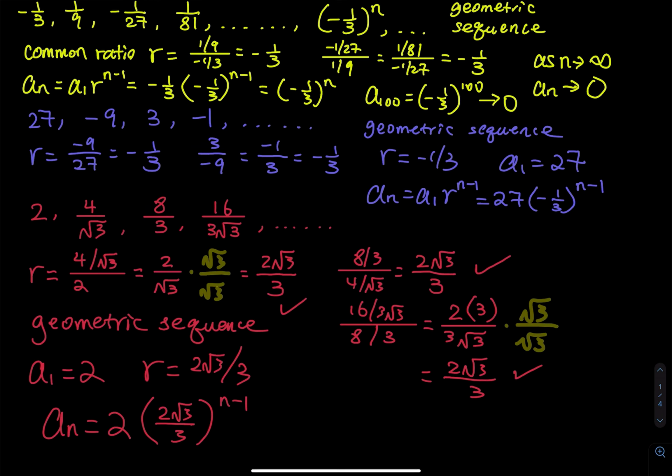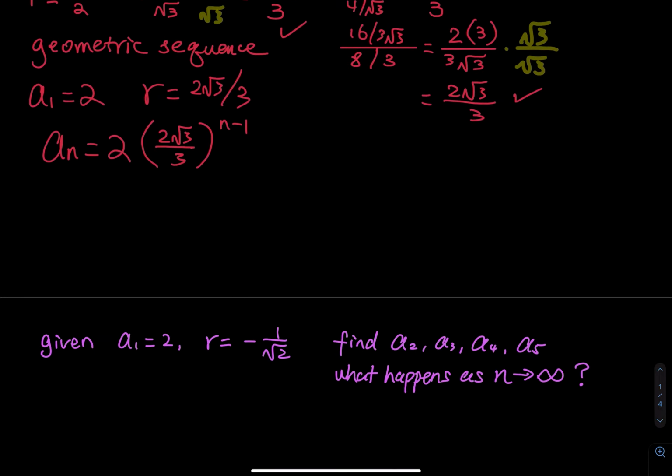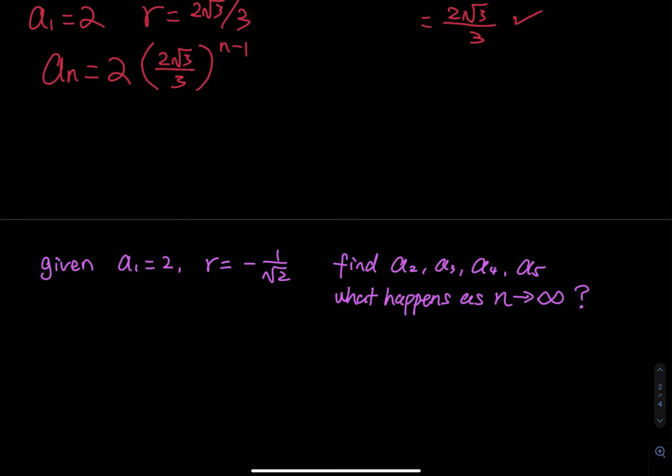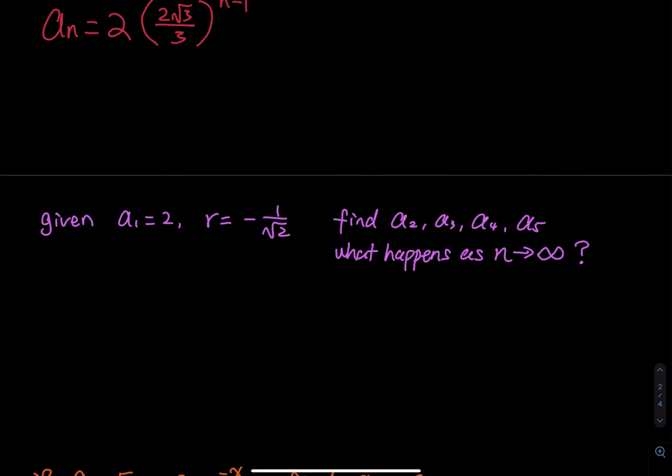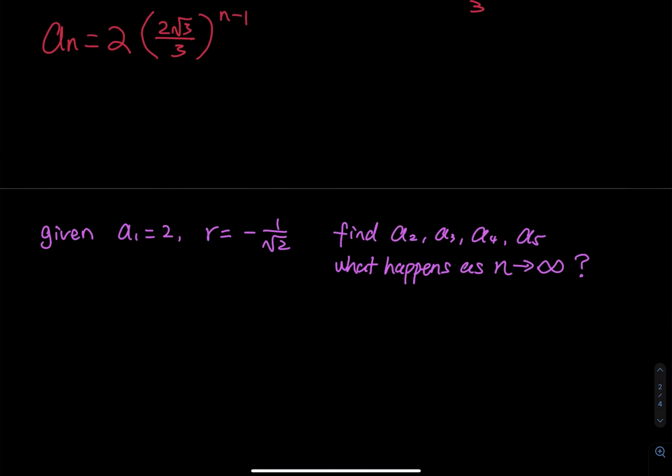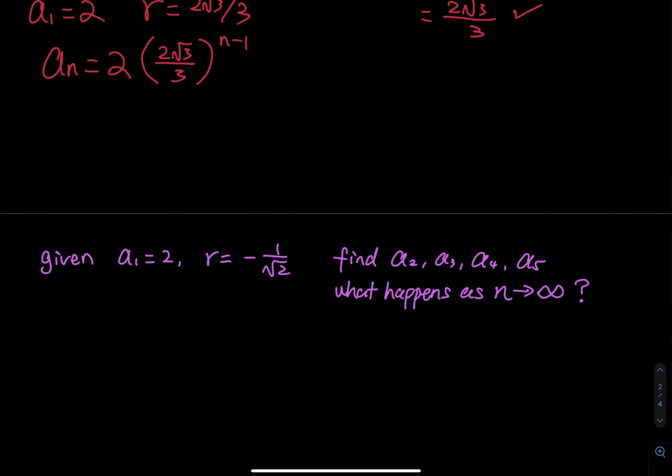Okay, we have two problems left, and then I will move on to another video to use more examples to show you geometric sequences. So we have the first term, we have the common ratio. I want to find the next four terms, and then what happens as n becomes very, very large. Okay, let's recall the nth term. So the nth term is equal to a1 times r to the n minus 1, right?